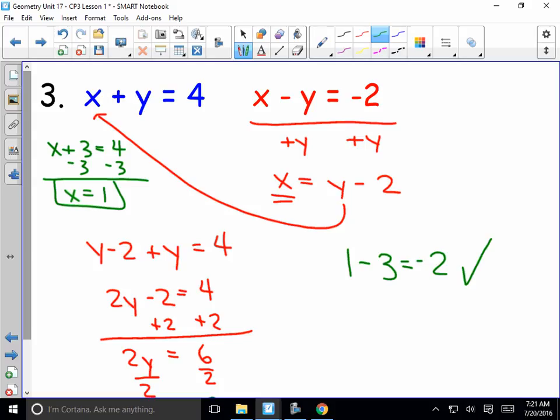Yes, it does. So that was a couple quick examples of using the substitution method to find a point of intersection.